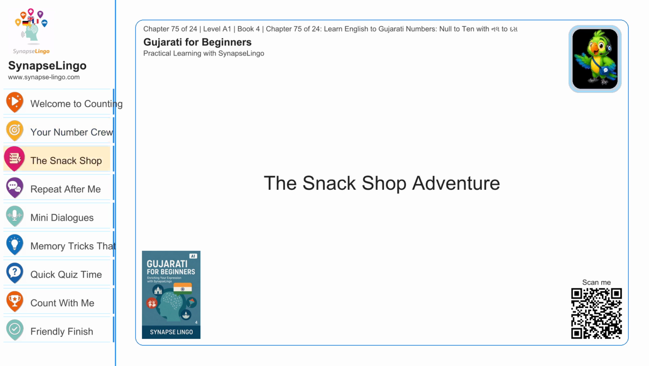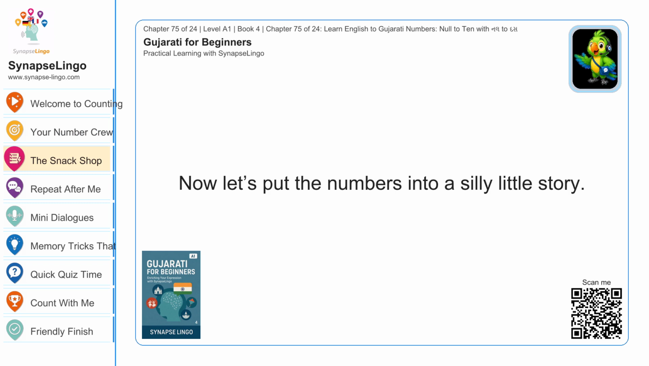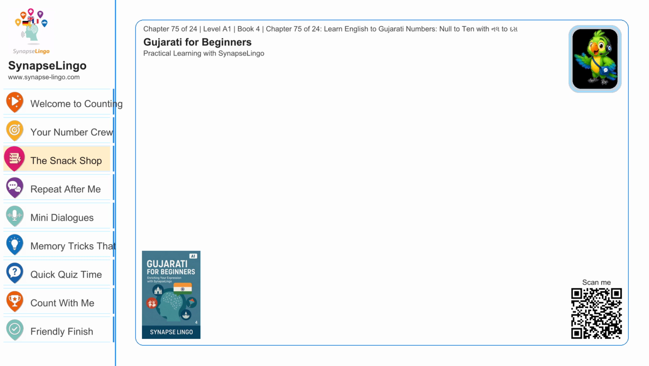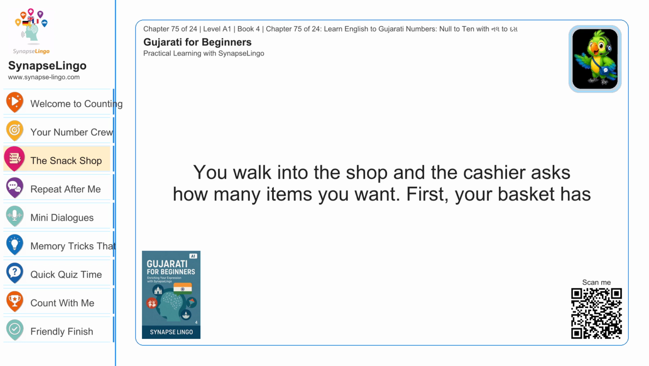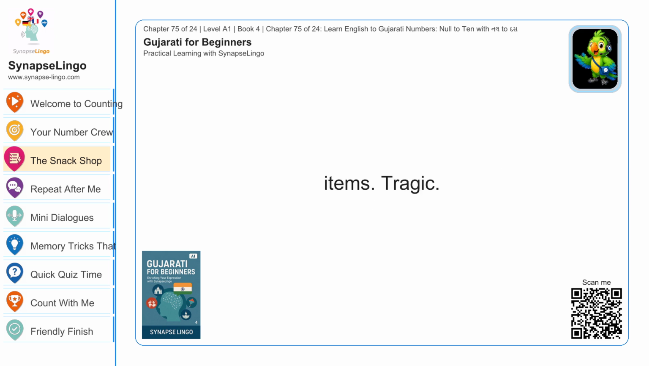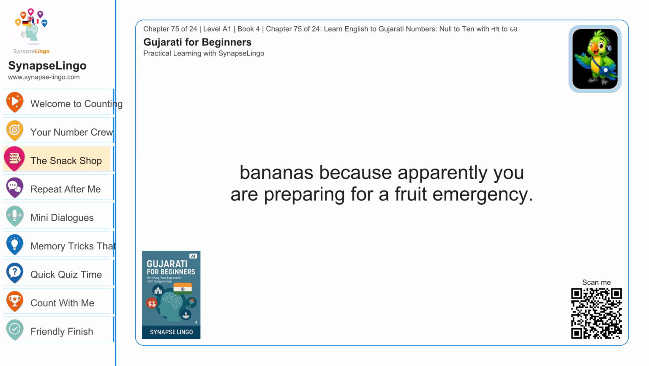The snack shop adventure. Now let's put the numbers into a silly little story. You just need to listen, imagine, and maybe not eat the imaginary cookies. You walk into the shop and the cashier asks how many items you want. First, your basket has 0 items. Tragic. Then you add 1 apple. Nice. Then 2 oranges. Then 3 bananas because apparently you are preparing for a fruit emergency.